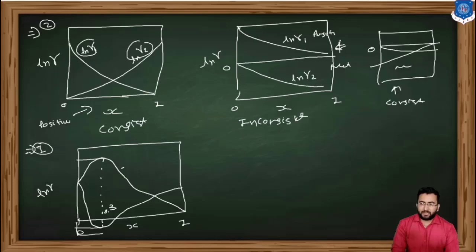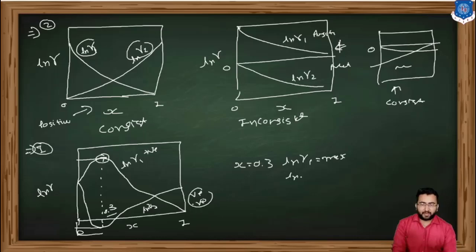Let's consider this is ln gamma 1 and this is ln gamma 2. Here the value of ln gamma 1 is positive, and ln gamma 2 is both positive and negative. We cannot say this data is inconsistent, because at x equal to 0.3, ln gamma 1 is a maximum and at the same point ln gamma 2 is a minimum. So this criterion is fulfilled by this graph, and we can say this data is consistent, not inconsistent. This is how we can predict whether particular data is consistent or inconsistent, correct or not correct, using this ln gamma curve method.